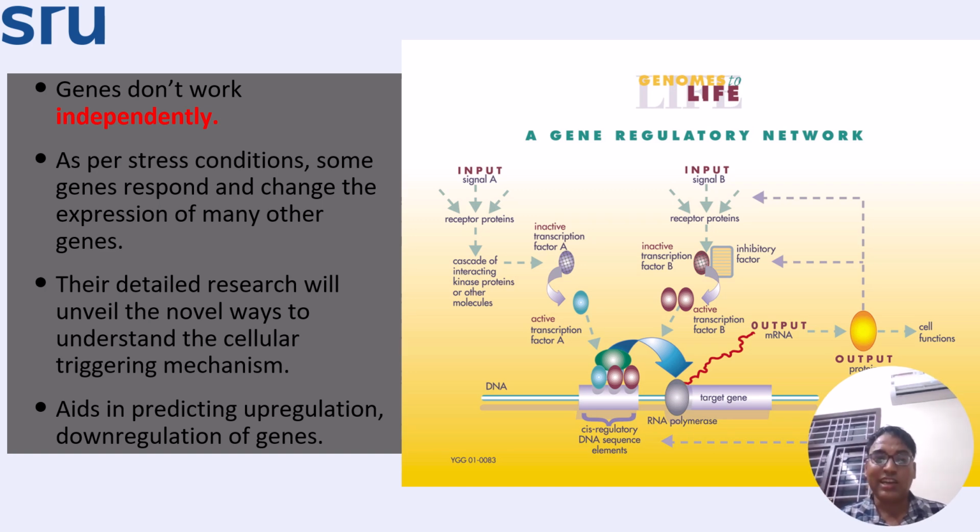Now understand that genes don't work independently. I'm repeating here, genes don't work independently. As per the conditions, they keep on switching between the protein partners and keep on working different fates, different protein signal transductions, different messengers. So different regulatory interaction mechanisms go on. This detailed mechanism is still under research.